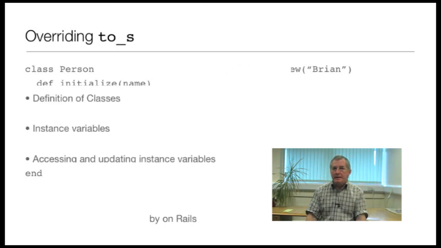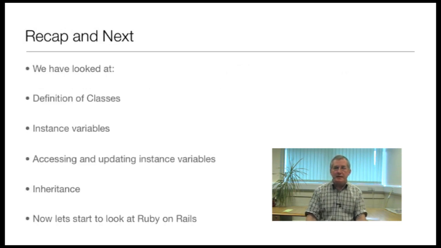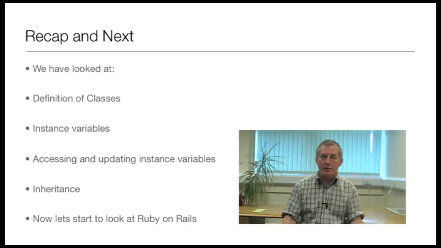So what we've looked at has been a slight expansion of the definition of classes. I introduced the basic syntax of a class in the earlier lecture, but we've moved on to develop that a little bit more. We've talked about instance variables and accessing and updating instance variables. We've talked a little bit about inheritance, and the next step is to start to look at Ruby on Rails in detail.